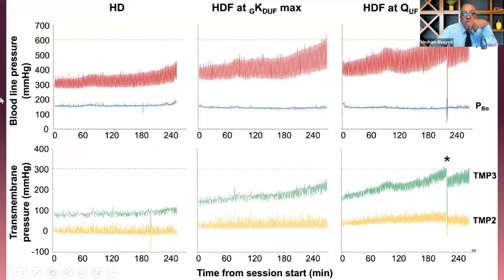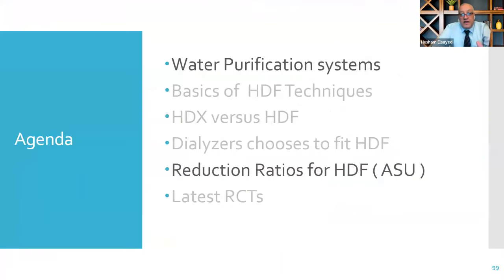Here in some clinical literature and studies, as you can see, the transmembrane pressure is increasing rapidly after the first hour of the session and going up. So it is important to keep the TMP below 300 millimeter of mercury. Actually, we don't reach that.